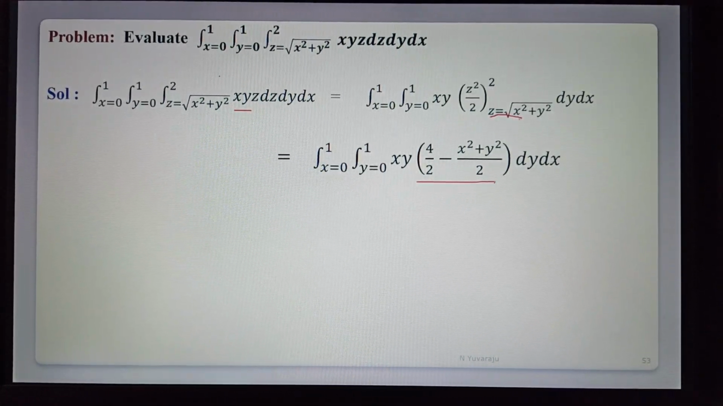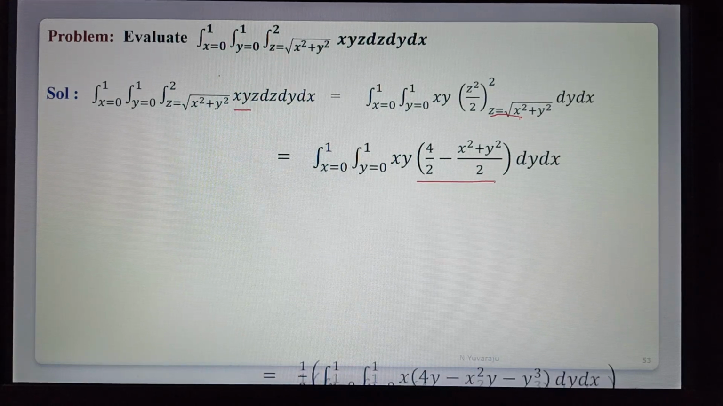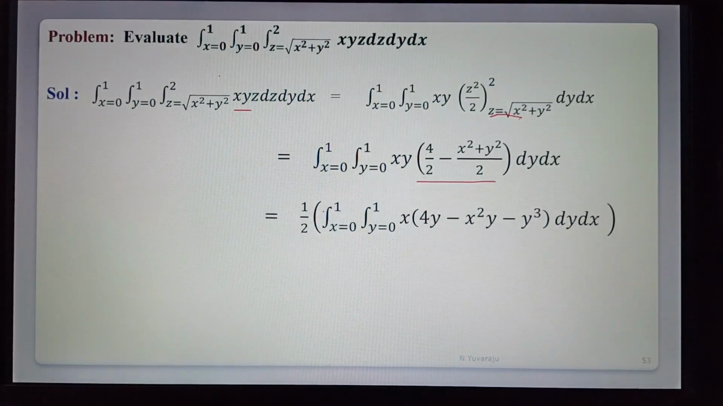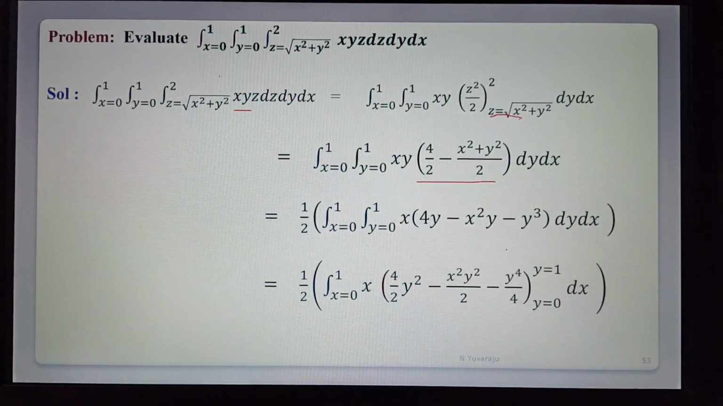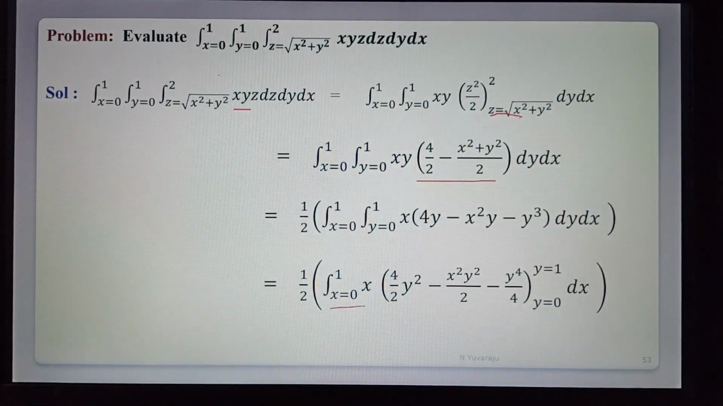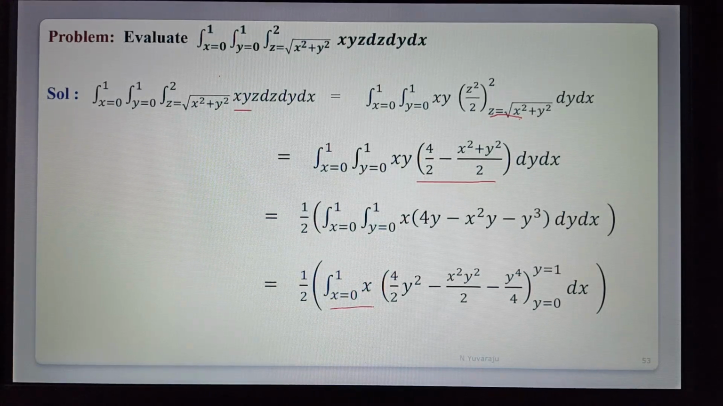Now with respect to y, multiply with y. 1 by 2 is common, so we get 1 by 2 times the integral with x from 0 to 1, y from 0 to 1 of x times (4y minus x square y minus y cube) dy dx. Now integrating with respect to y: 1 by 2 times the integral with x from 0 to 1 of x times (y square by 2 minus x square into y square by 2 minus y power 4 by 4). Substituting the y limits, upper limit 1 and lower limit 0.